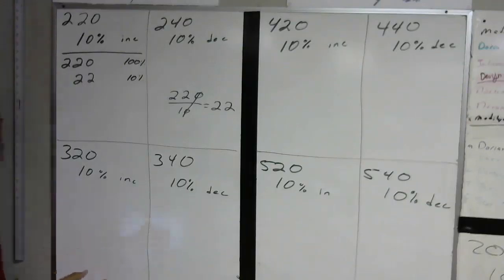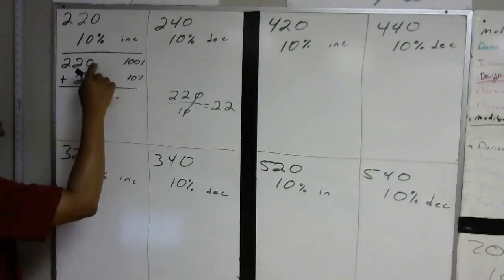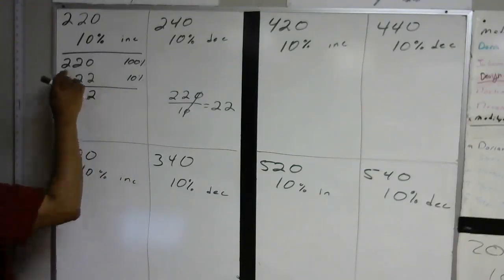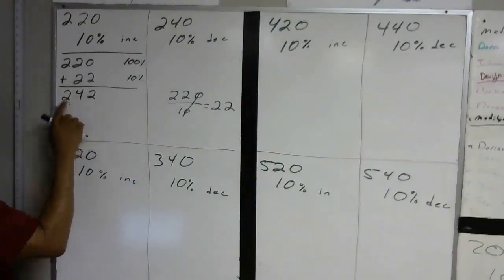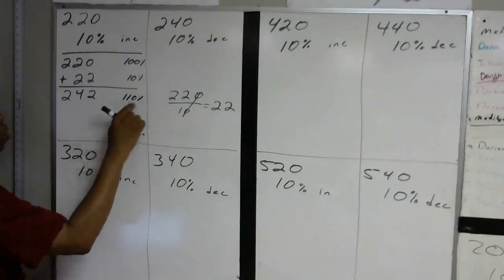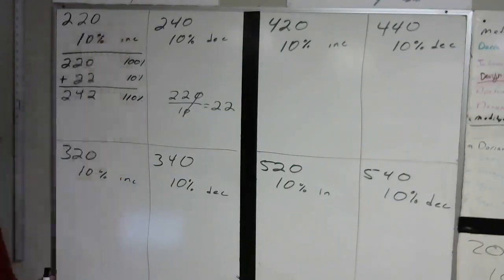Now we want to make an increase. So we're going to add these together. 2 and 0 is 2. 2 and 2 is 4. And 2. So 242 represents 110%, or should I say a 10% increase from 220.